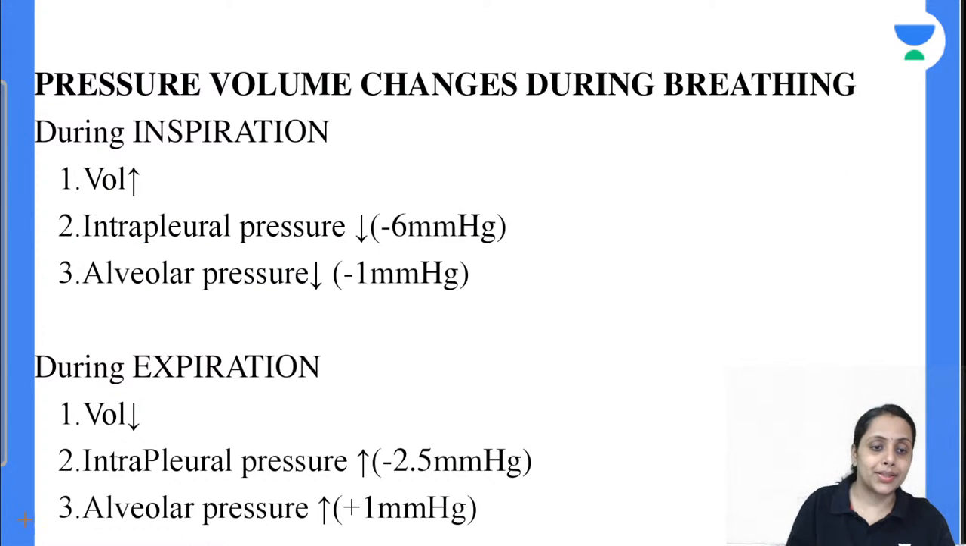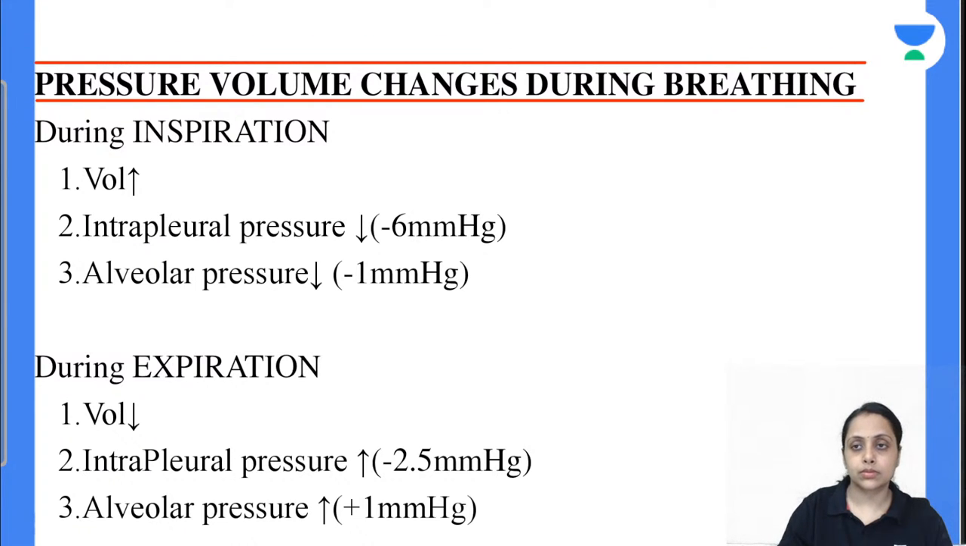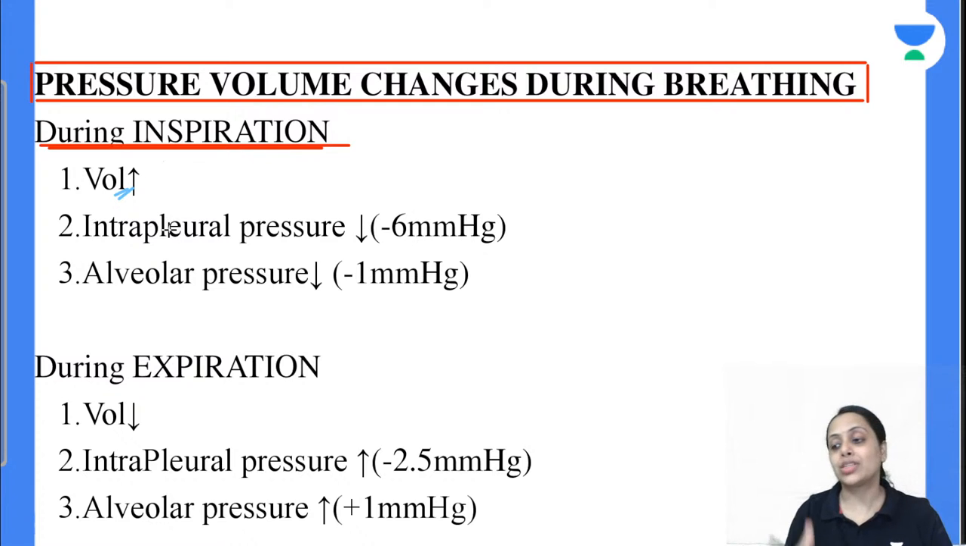Now moving to the next one, that is pressure volume changes during breathing. During inspiration kya hua? सबको समराइज कर रहे हैं, बिल्कुल ध्यान से देखना. ड्यूरिंग इंस्पिरेशन वॉल्यूम ऑफ द लंग इज गोइंग टू इंक्रीज, सो बोथ द प्रेशर इज गोइंग टू डिक्रीज, इंट्राप्लूरल प्रेशर एज वेल एज एल्वियोलर प्रेशर. तो इंट्राप्लूरल प्रेशर फ्रॉम -2.5 इट रीचेस टू -6 mm of Hg. एल्वियोलर प्रेशर की बात करेंगे तो फ्रॉम जीरो इट डिक्रीजेस टू -1 mm of Hg.